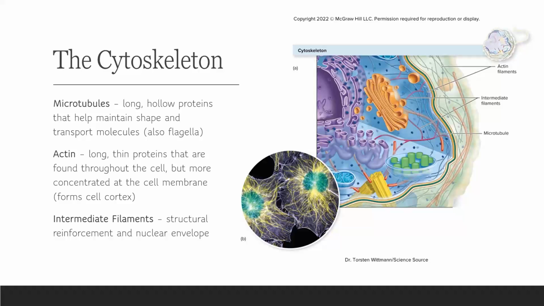And we have intermediate filaments. These are a structural reinforcement throughout the cell, and you'll find a lot of them next to the nuclear envelope, helping provide the circular shape of the nucleus and its rigidity.